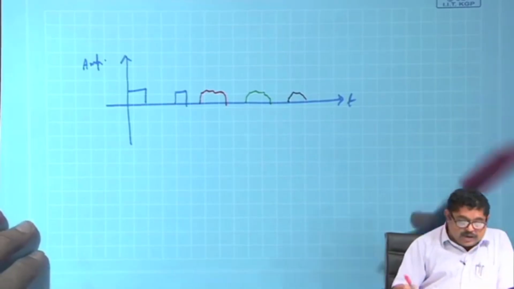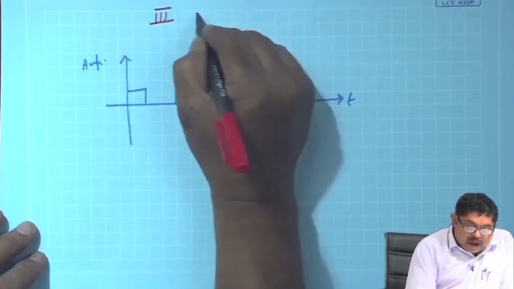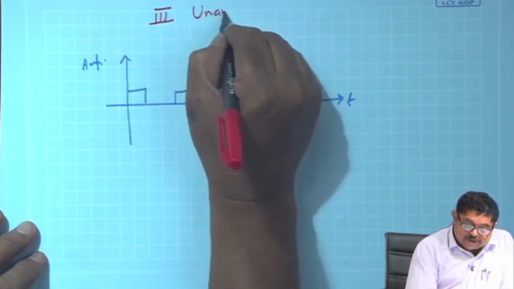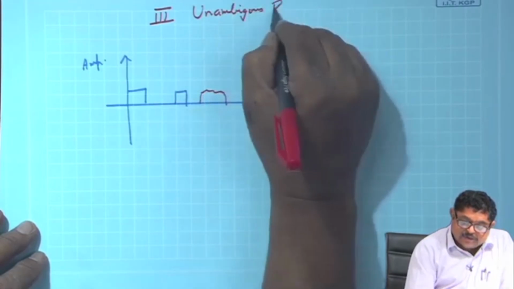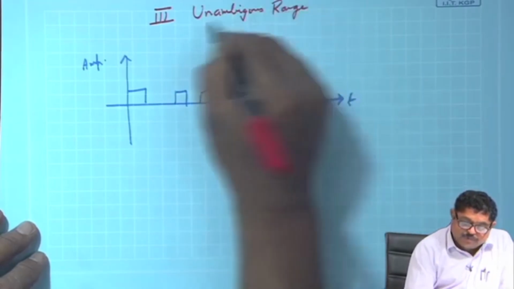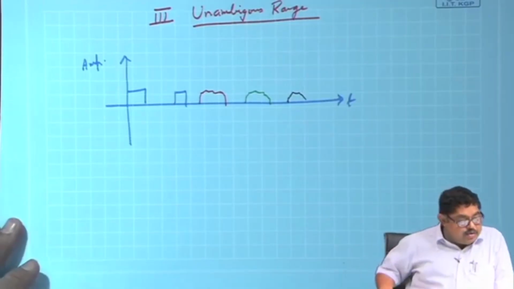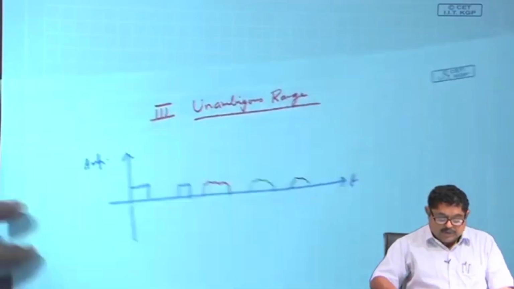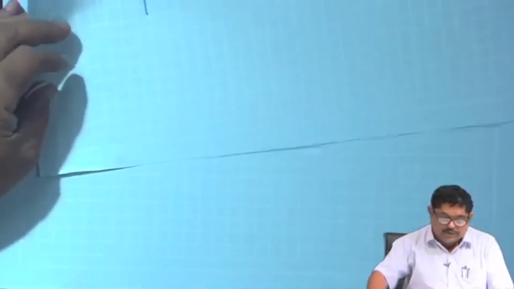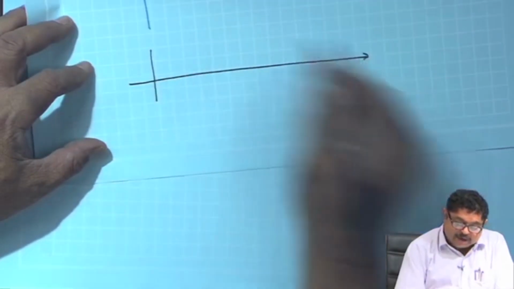So this is our next parameter of study, that is unambiguous range, because I want to know what the range is unambiguously. You see, these are practical problems of measurement. Since radar is a measuring device of range, we need to understand that. Now, let us come to the actual diagram.